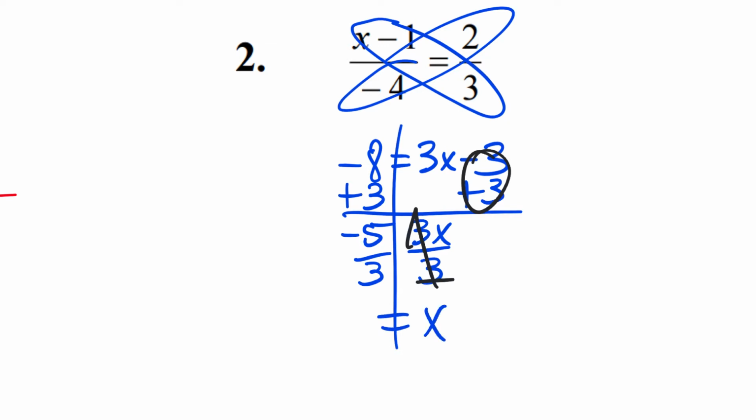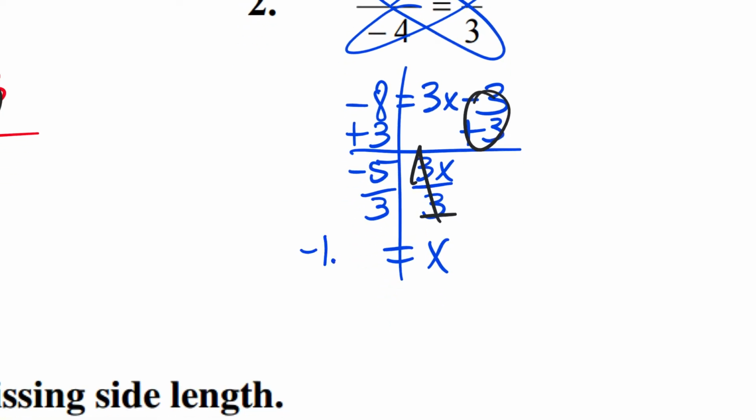X equals negative 1.6. Okay, we'll go ahead and say 1.66 repeating.